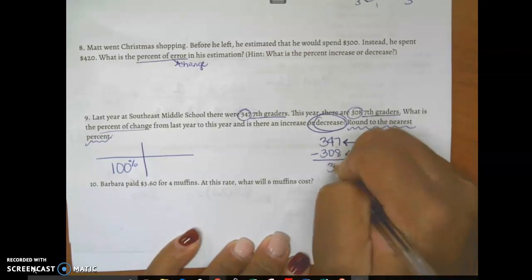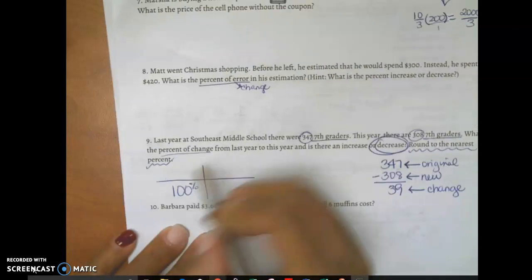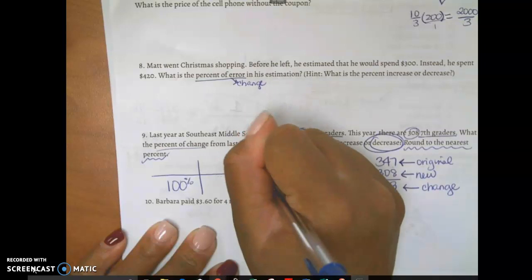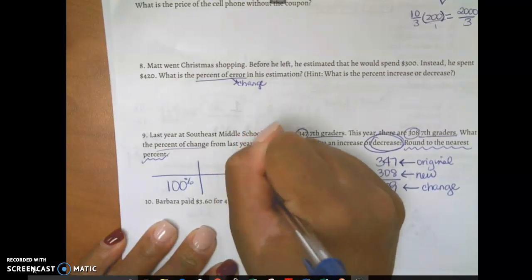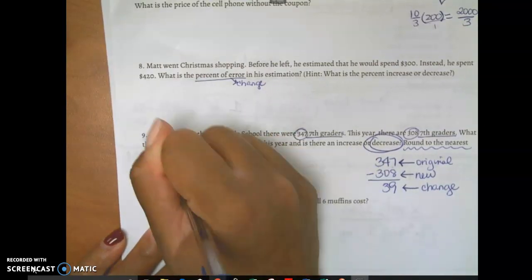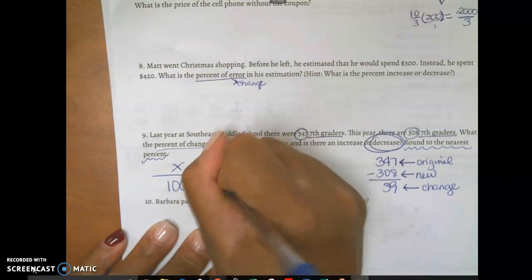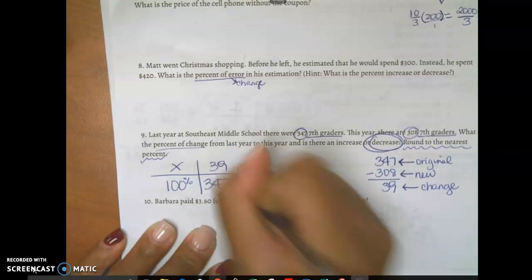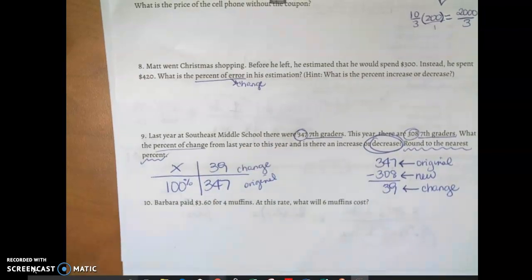Now it's 39 like I said, so put it in my proportion. Change over original is some percent. 39 over 347 is some percent. Then top in, bottom out.